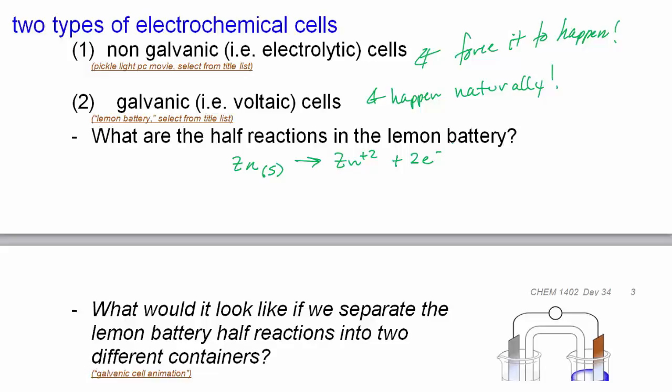It's consuming electrons. And when you put those copper pennies in the lemon battery, some of those copper ions actually dissolved. And they plate out into copper solid. So to finish the half reaction, we need 2 electrons. So there's my 2 half reactions for the lemon battery.